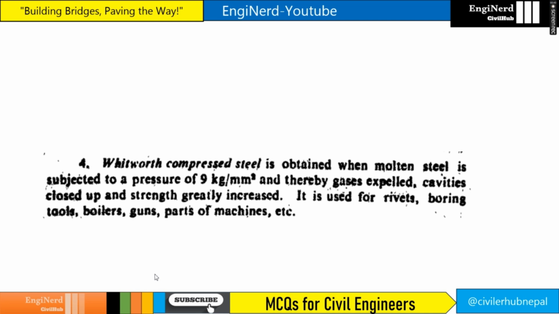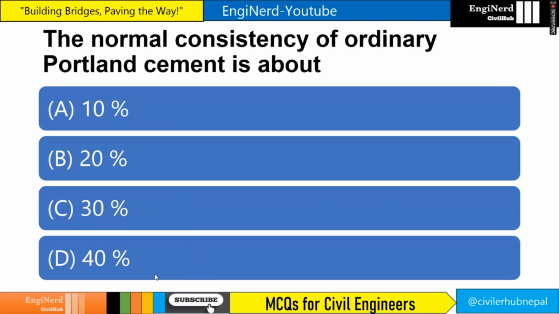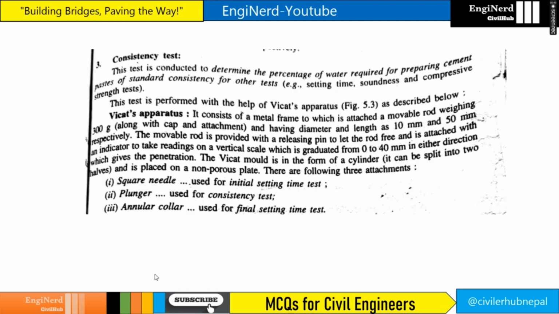So thereby gases are expelled, cavities closed off, and strength is greatly increased. So it is used for rivets and boring tools, guns, parts of machines, etc., right? Answer is 9 kg per mm square. The normal consistency of ordinary Portland cement is around 30%. The answer is 30%, right?